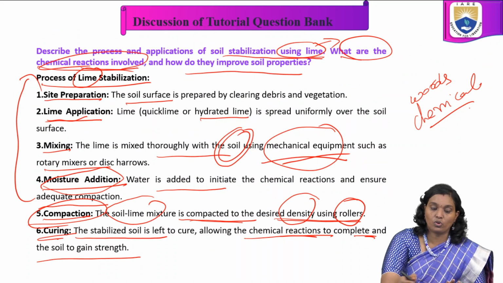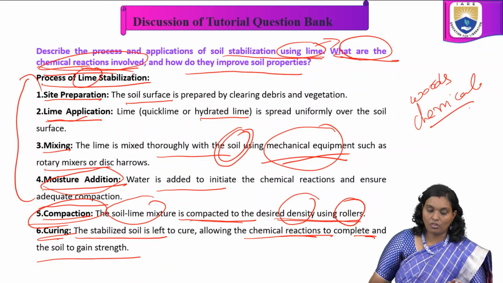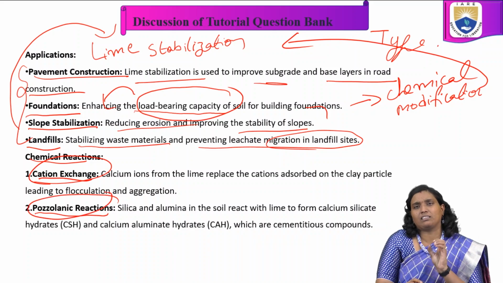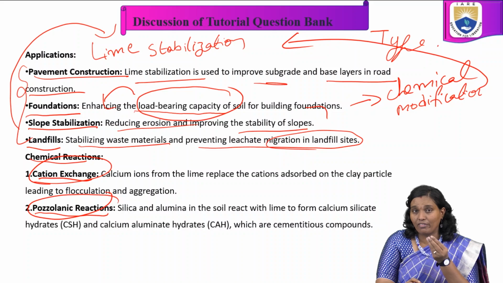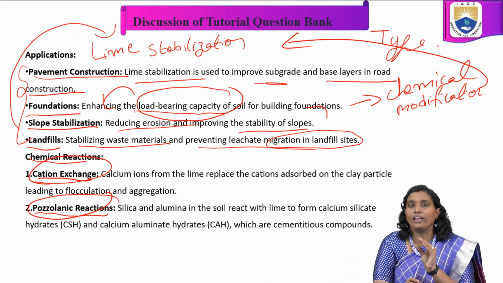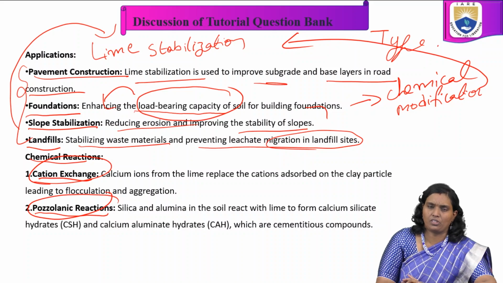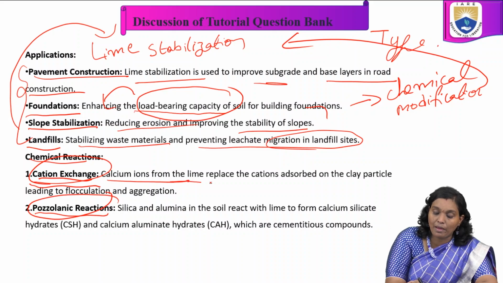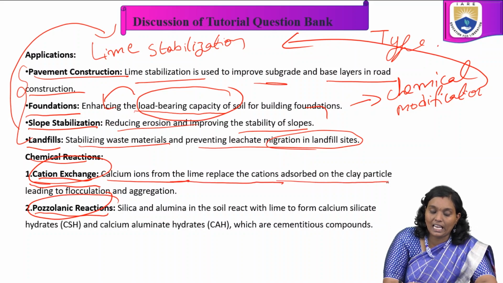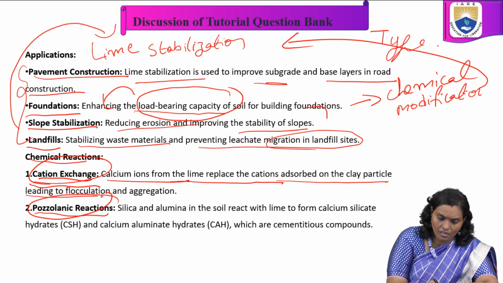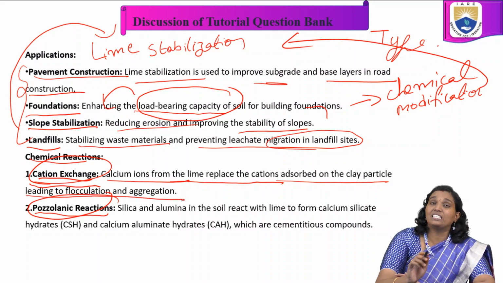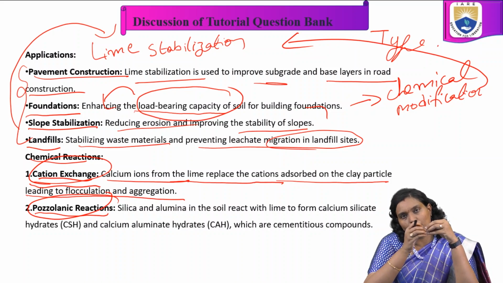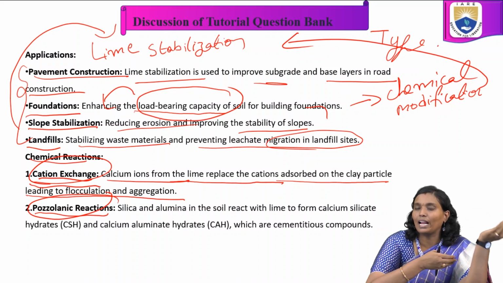So according to the question, what are the chemical reactions involved? For that I mentioned cation exchange and pozzolanic reactions. After completing lab tests for a particular soil, we may mention these equations as well. In cation exchange, calcium ions from the lime replace the cations adsorbed on the clay particles, leading to flocculation and aggregation. This is the chemical reaction which happens in lime stabilization, and the equations depend upon the soil properties as well as the lime properties.